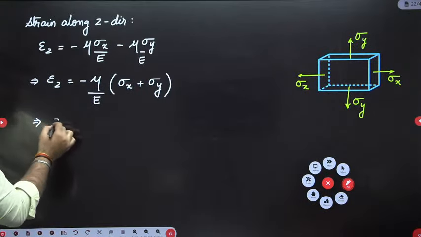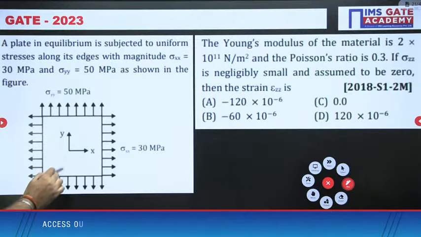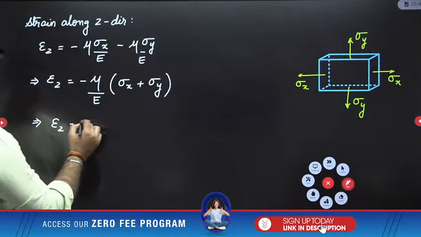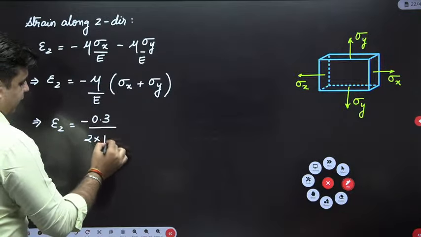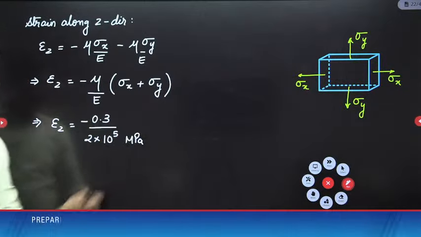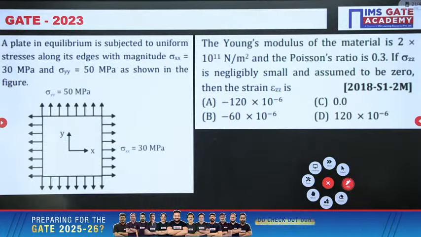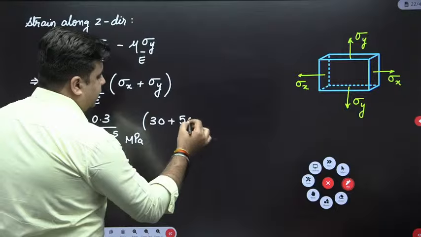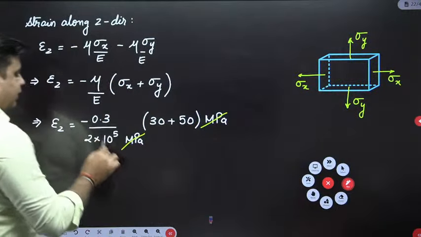So epsilon z will be how much? So mu is 0.3 and E is 2 into 10 raised to power 11 Newton per meter square. So I will write this as minus 0.3 and here 2 into 10 raised to power 5 megapascal. So this will be megapascal, right? Because sigma x and sigma y are also given in megapascal. So sigma x is 30, sigma y is 50, so 30 plus 50, and this is also in megapascal. So megapascal and megapascal will cancel out, and we know that strain is unitless.